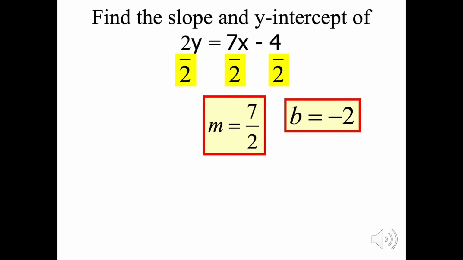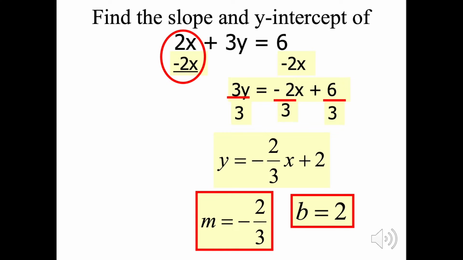Here's another example of the y equals mx plus b formula. Now, because there is a 2 in front of the y and we only want there to be y, we have to remove the 2 from the left side. We can do this by dividing the left side and the right side by 2. This gives us m equals 7 over 2 and b equals negative 2.